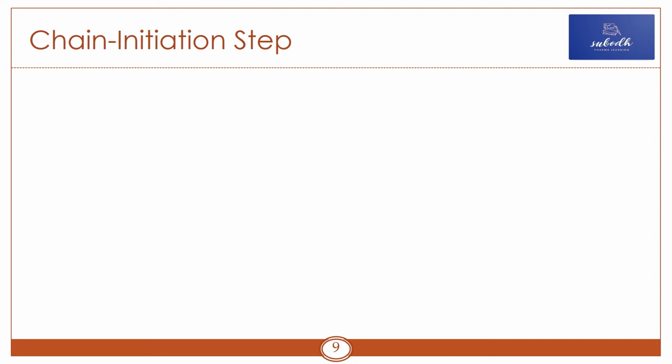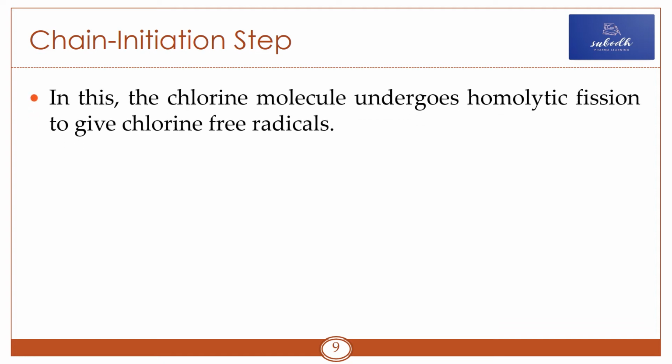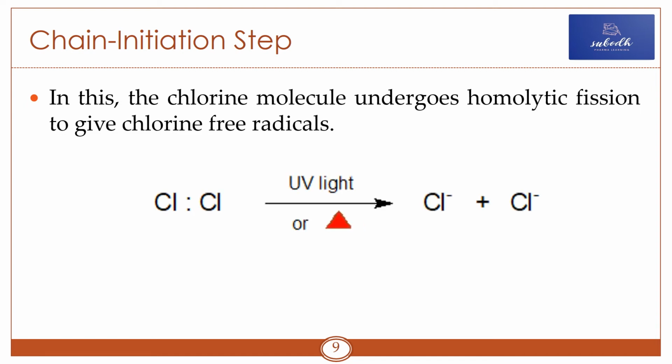In the chain initiation step, the chlorine molecule undergoes homolytic fission to give chlorine free radicals. In this step, the breakdown of chlorine molecule in presence of UV light or high temperature occurs to give chlorine free radicals.